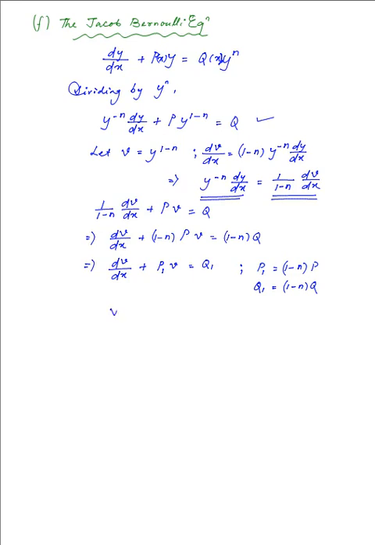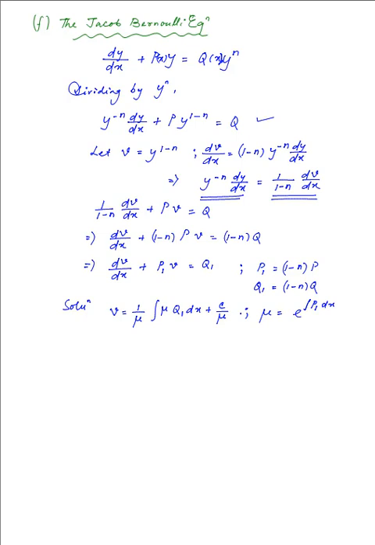As you know that y was equal to 1 by mu times, similarly v is equal to 1 by mu times, so this is the solution. v is equal to 1 by mu times the integral of mu q1 dx, plus c divided by mu. Now we also have the value of mu to be equal to e to the power integral of p1 dx, or you can substitute the value of p1 as 1 minus n times p. 1 minus n being a constant can be taken out, and then we can determine the solution.